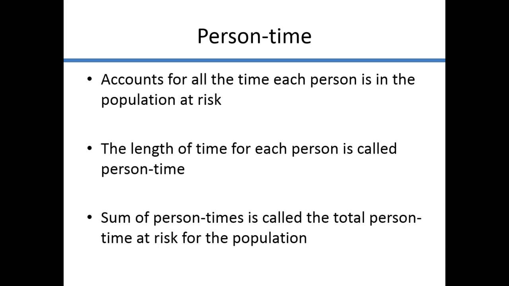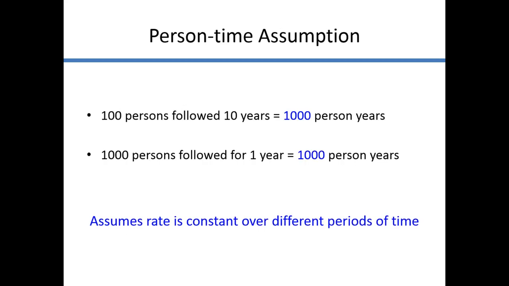Person time accounts for all the time each person is in the population at risk. The length of time for each person is called person time. And the total time is the sum of person times. It's called the total person time at risk for the population. And that's the denominator for your rate. Even I'm getting confused between risk and rate, but that's more of a tongue twister for me. I do know the difference between risk and rate.